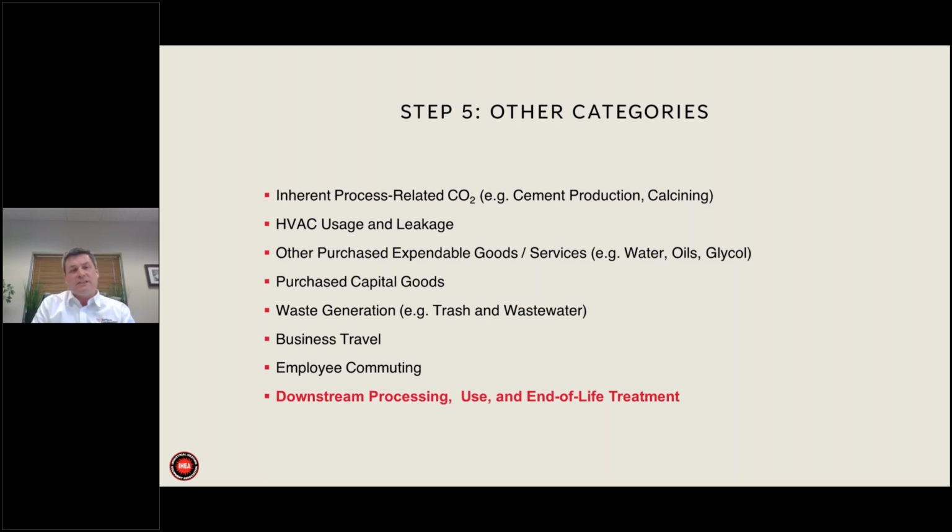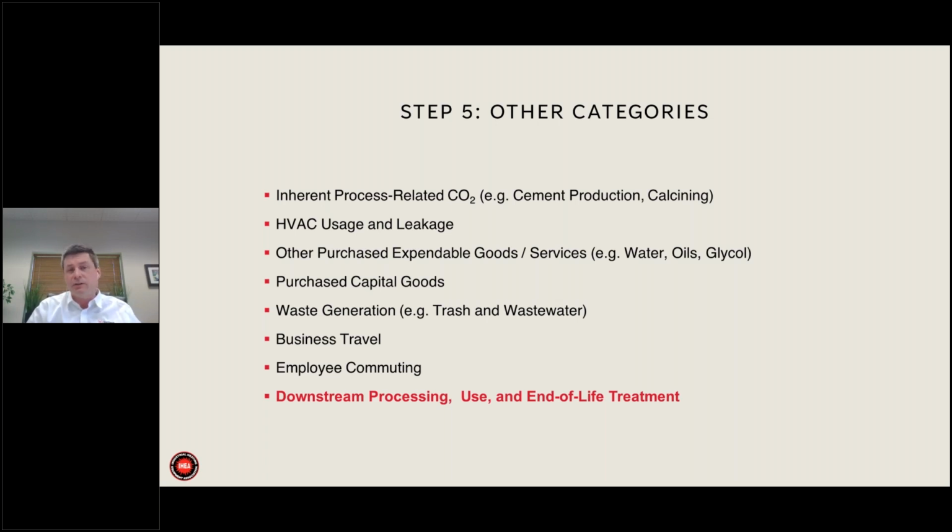There are many thermal processes with inherent process-related carbon dioxide. Cement production is another one. Those guys are going to have a real hard time decarbonizing because one of the things in the material itself is carbon dioxide, and it gets emitted, and the only way to get rid of it is to sequester it.